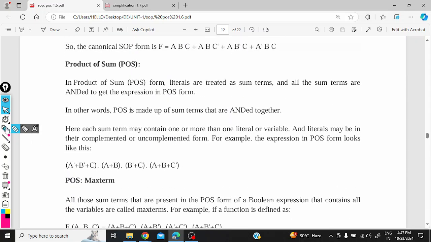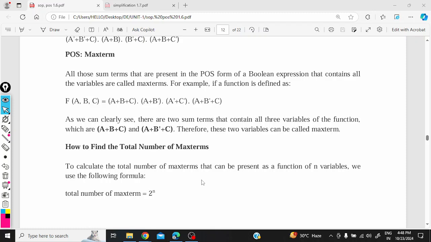This is product of sums. Now if you observe clearly, some variables are summed: a dash b dash plus c, a plus b, b plus c, a plus b plus c dash, which are multiplied. Product operation is applied between them. So these terms are called max terms. Whereas SOP terms were called min terms, these are called max terms, and max terms are represented using zeros. Remember clearly, min terms are represented using ones, max terms are represented using zeros.